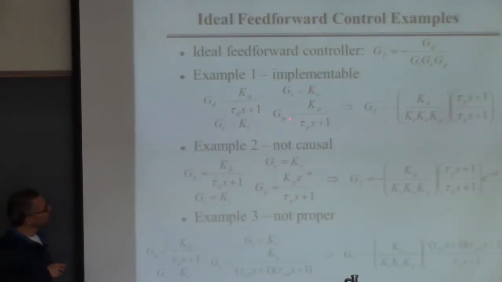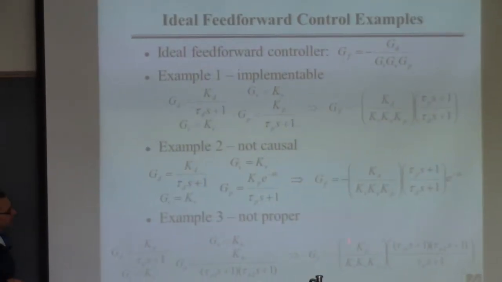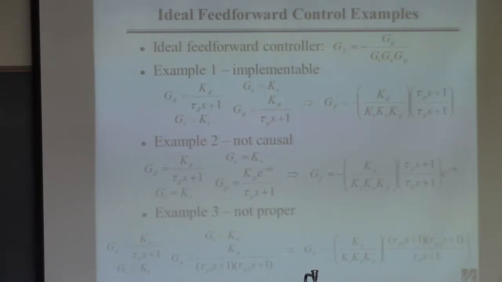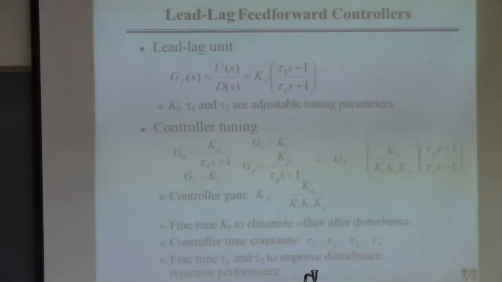So depending on what the different transfer functions are, you get different feed-forward controllers, and my argument is some of them are implementable and some are not. Okay. All right. So this is where we left off. This is where we quit last time.